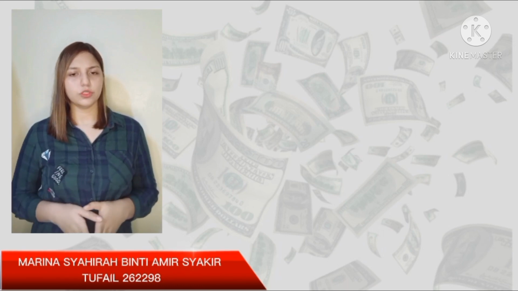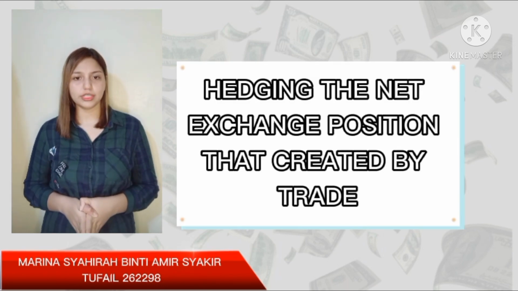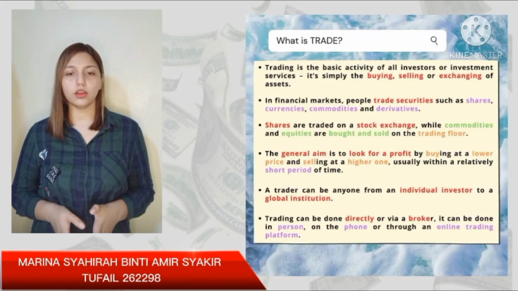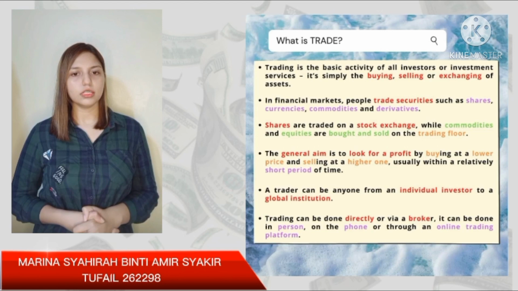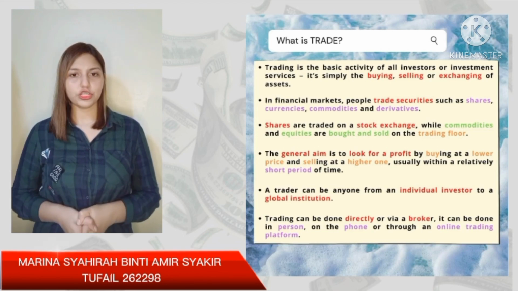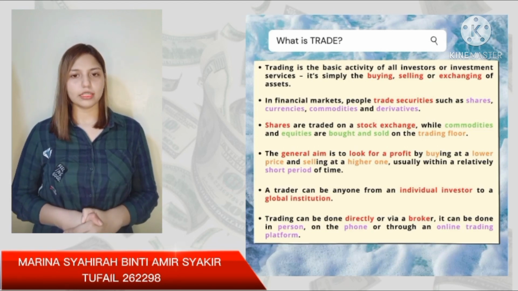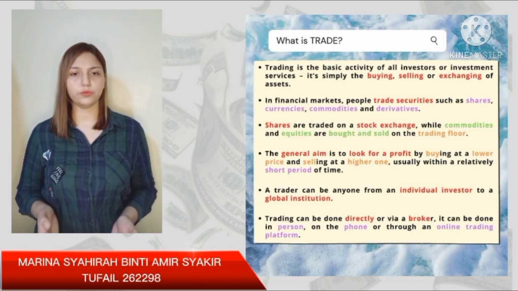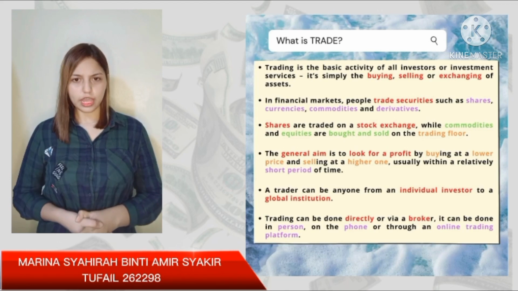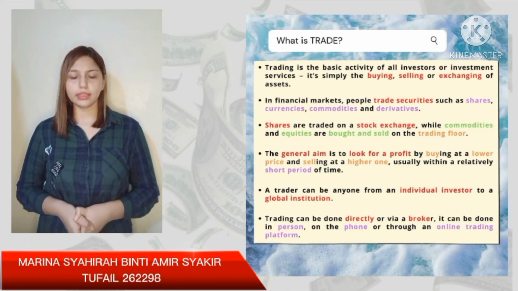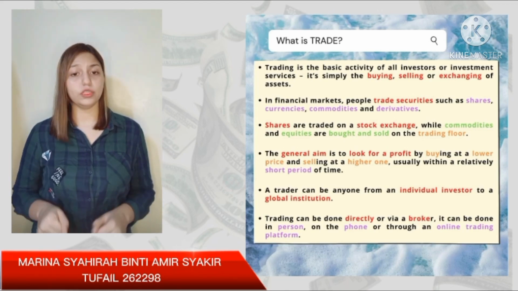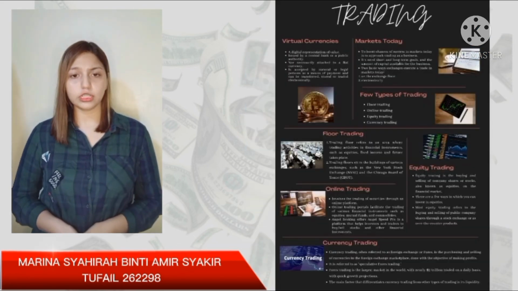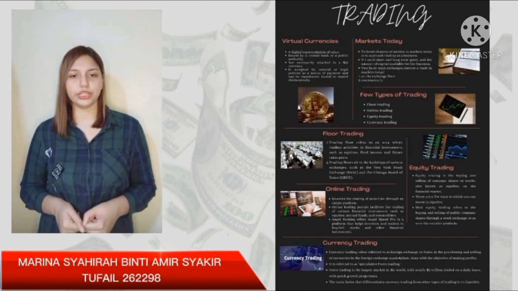I will continue with my part, which is hedging the net exchange position created by trade. Trade is known as the basic activity of all investors or investment services. It consists of buying, selling, or exchanging assets. In the financial markets, people always trade securities such as shares, currency, commodities, and derivatives. However, the general aim of trade is to look for a profit by buying at a lower price and selling at a higher price within a relatively short period of time. Trading can be categorized as flow trading, online trading, equity trading, and currency trading.